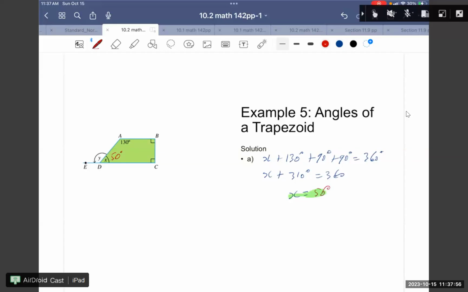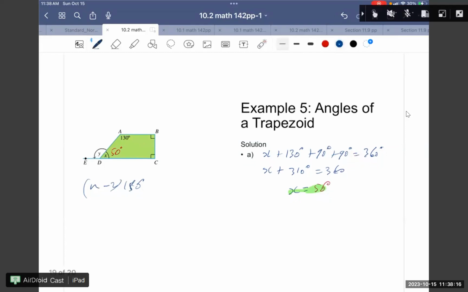And then we can see this because this one is a trapezoid. How do we know this? The step is n minus 2 times 180, so 4 minus 2 times 180 is 360. See that?